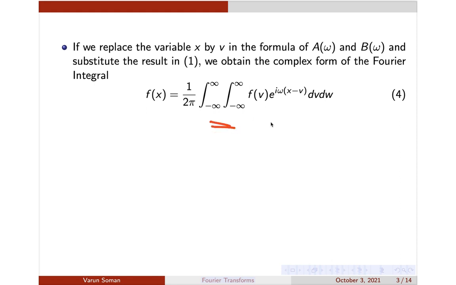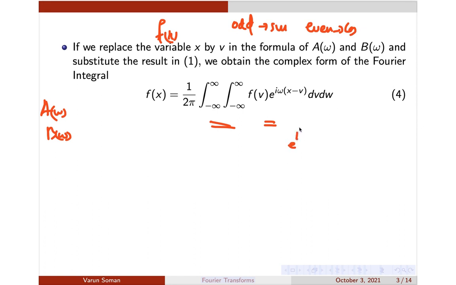It's not needed for you, but still I'm telling you, when I substitute the value of a omega and b omega into the Fourier integral representation f of x and simplify, and also use the odd property of the sine function and the even property of the cos function, I can actually convert the integral into this form.